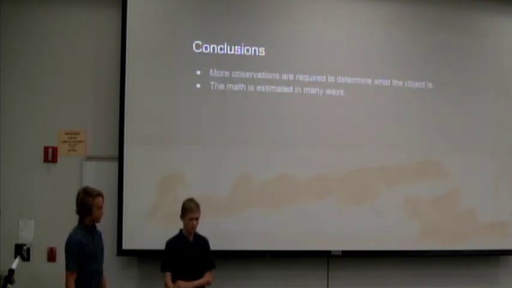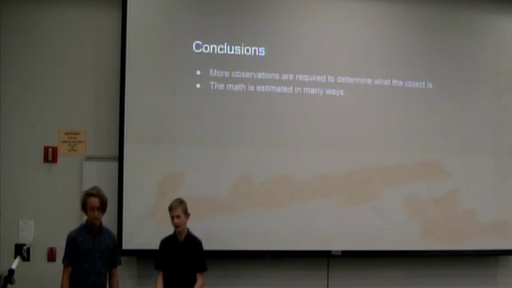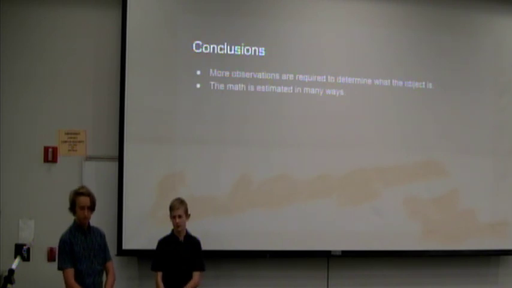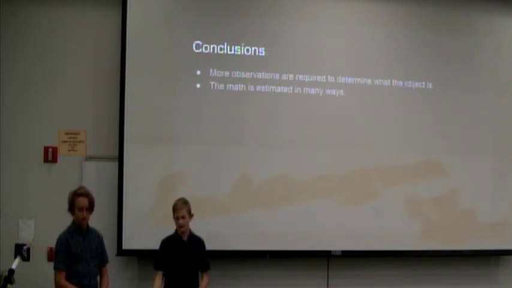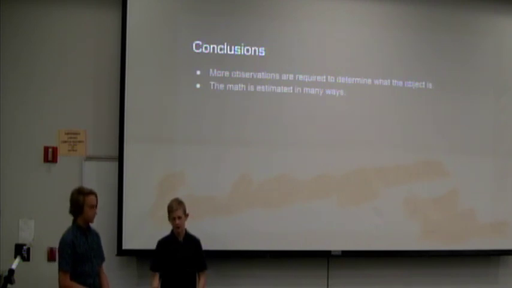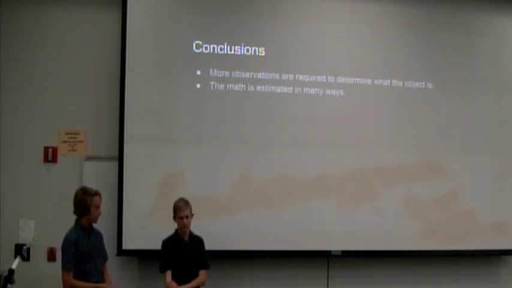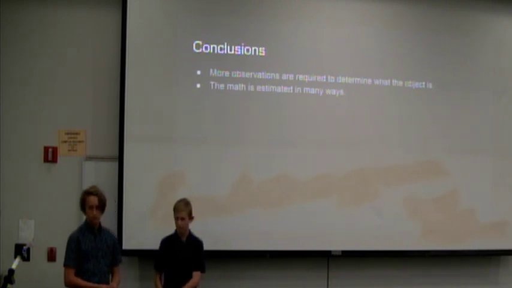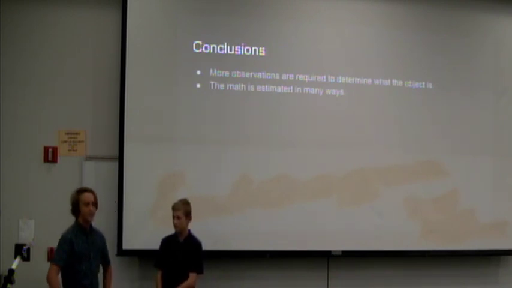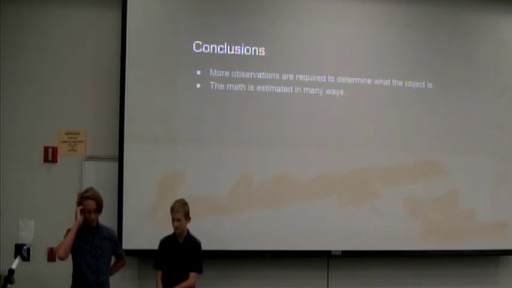Conclusions. So we need more observations. We've only captured one full transit of this, and so we need more observations to determine what this object really is. Yeah. And the math is estimated, and we did a calculation, but in order for that calculation to be correct, it needs to be an exoplanet. If it's a binary star system, that equation isn't good. So yeah, basically that's our presentation.